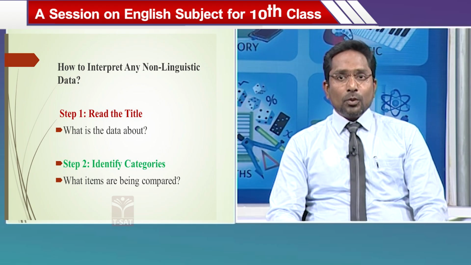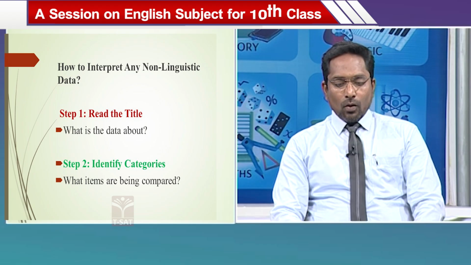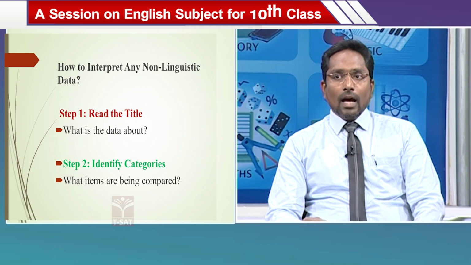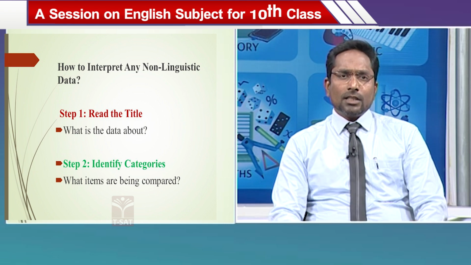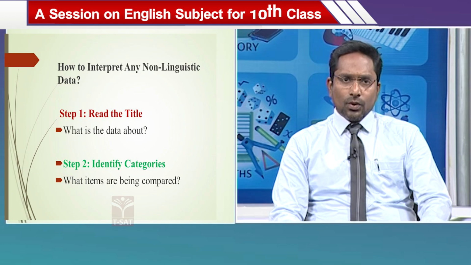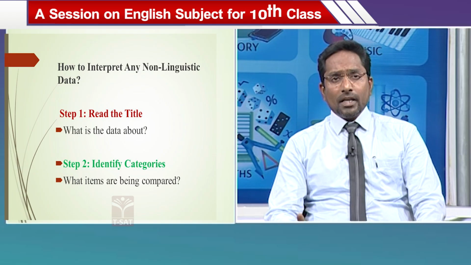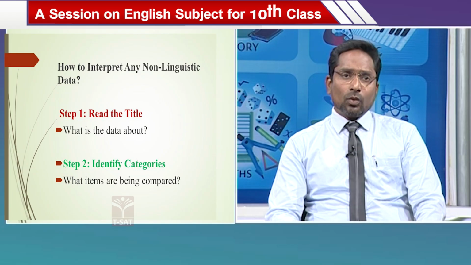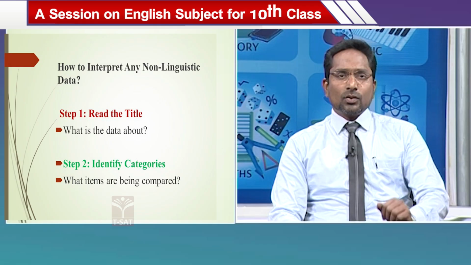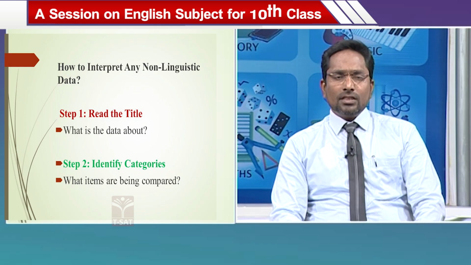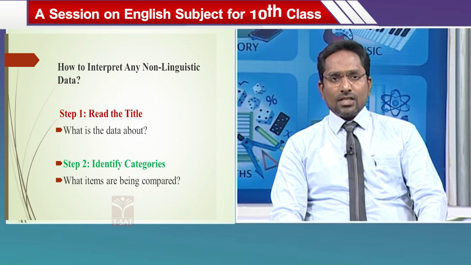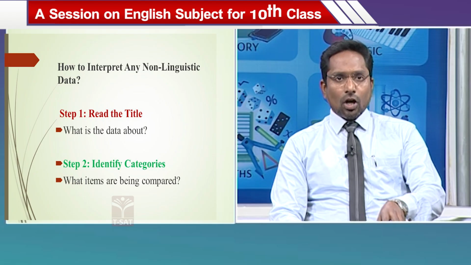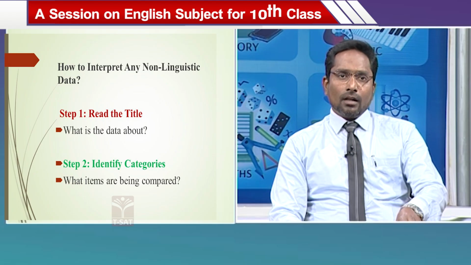And then step 2, identify the categories. You need to understand what items are being compared. Let's say in a pie chart, it's about spending or hobbies of students, or it could be how many runs were scored by a team in a particular year, or a player scored. Any bar graph you might see in cricket, or how much amount has been invested on military by India. So these all come under this kind of data representation.